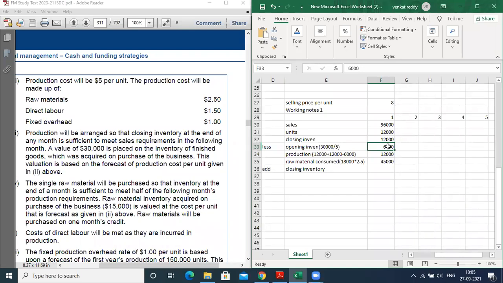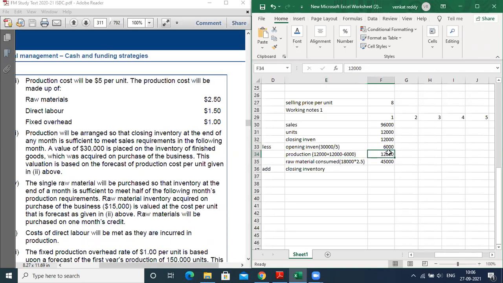And what is the total production during the year? Because in order to get the purchases, we need to calculate the value of production. So how many units are produced? So here 12,000 units are sold and 12,000 units are closing stock. So it means total 24,000 units. In this 24,000 units, what is the opening stock? 6,000 units. So 12 plus 12, 24 minus 6.